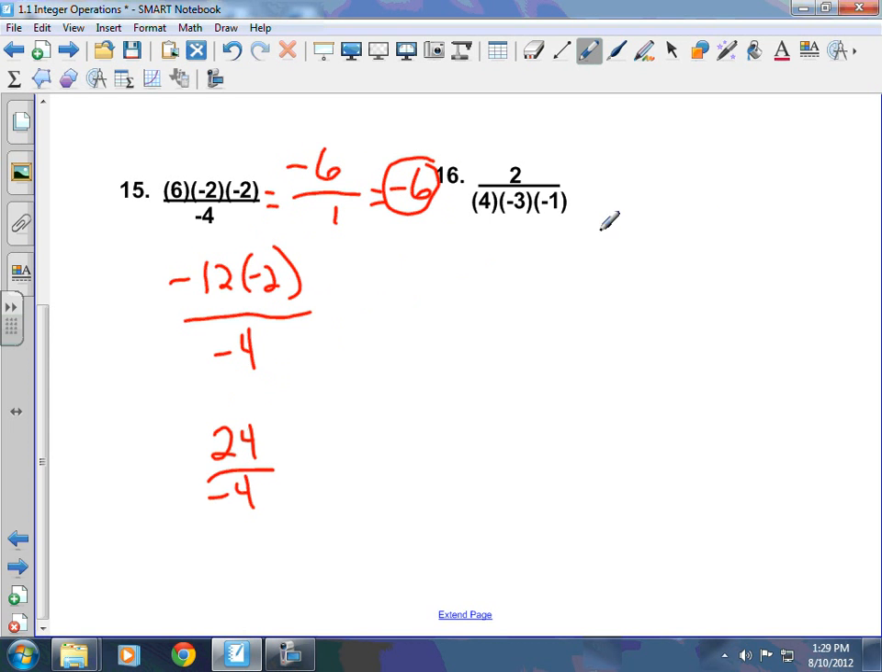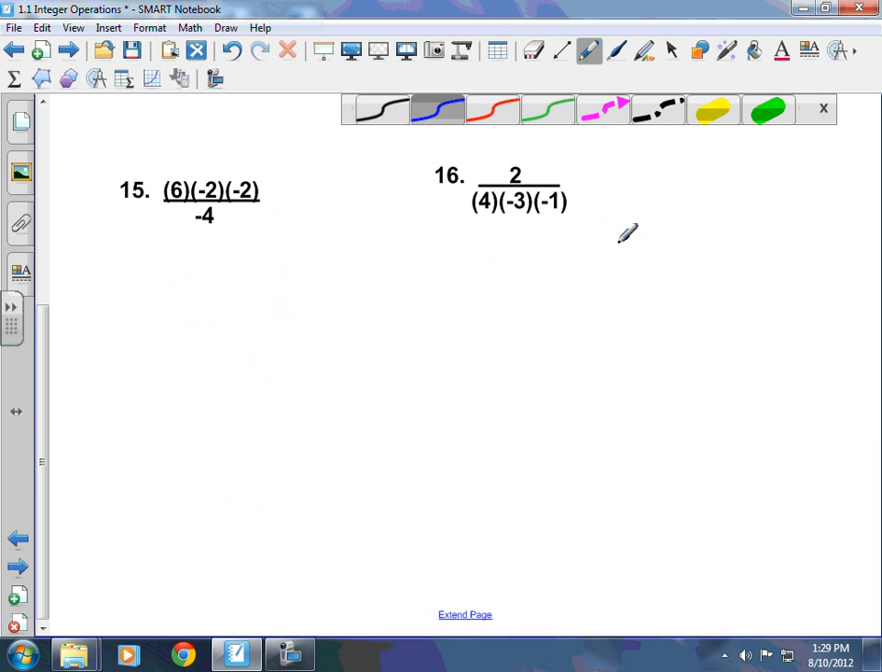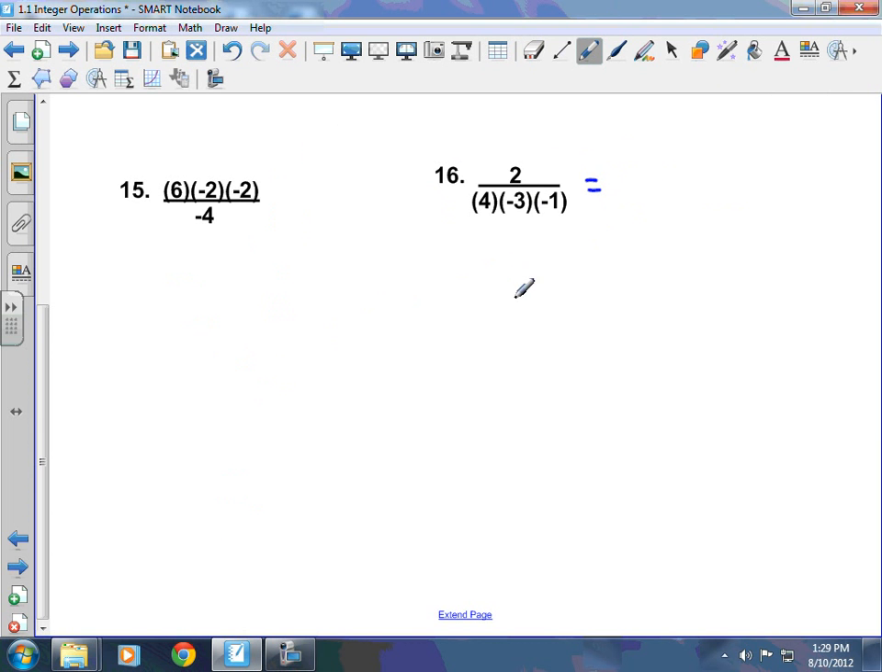Okay? So, again, let's look at that again. I simplified the top. Well, this time the top is already simplified. 2 stays 2. 4 times negative 3 is negative 12 times negative 1. So then I have 2. Negative 12 times negative 1 is positive 12. Now, how many times can 12 go into 2 evenly? No. So I can reduce this fraction, but it's not going to be an integer.